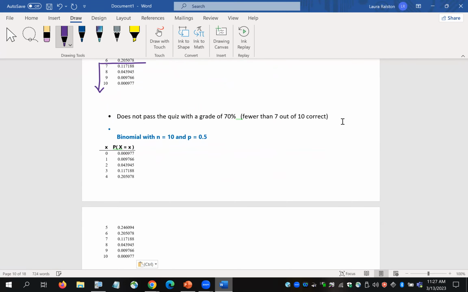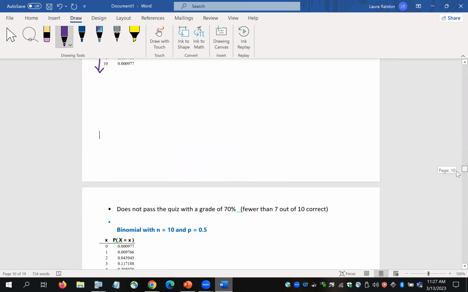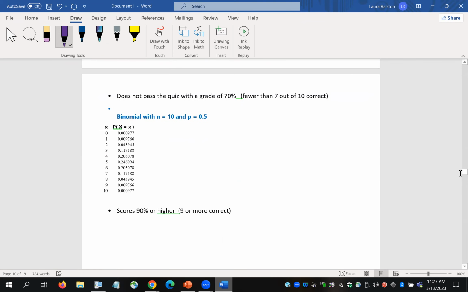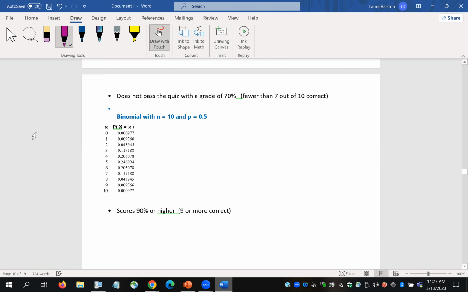Okay. The next one, and let me get this all on the same page. It says, what's the probability she does not pass the quiz, meaning that she gets fewer than 7 correct. So fewer than 7. Again, in symbols, that's going to be the probability that X is less than 7. It doesn't include the 7.